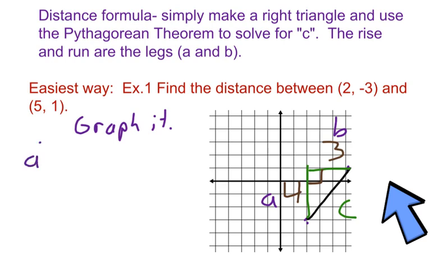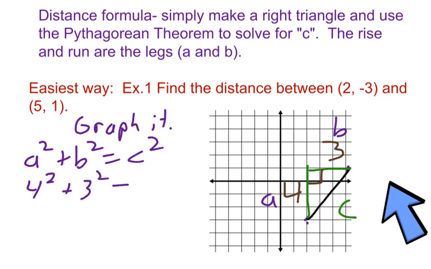So I'm going to write A squared plus B squared equals C squared. And I'm just going to plug in my numbers. So my A is 4 squared plus my B is 3 squared. And I'm trying to find the C. That's my distance. C squared. And then 4 squared is 4 times 4, which is 16. Plus 3 squared. 3 times 3 is 9. And add those up, we get 25.